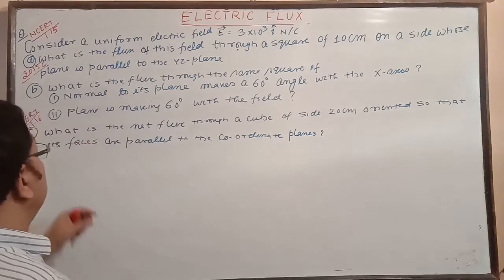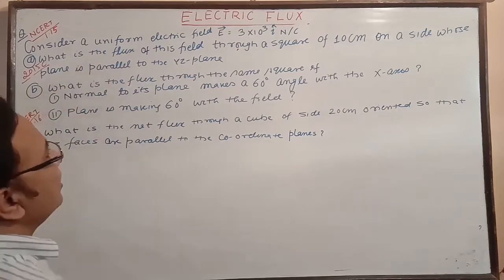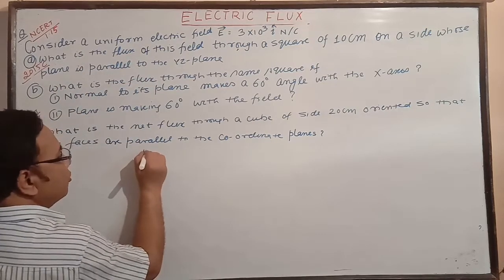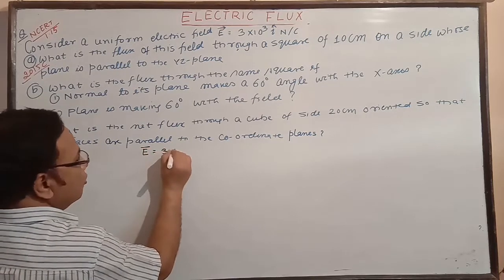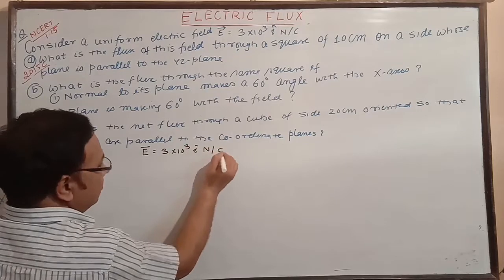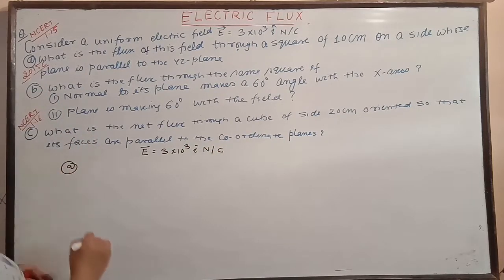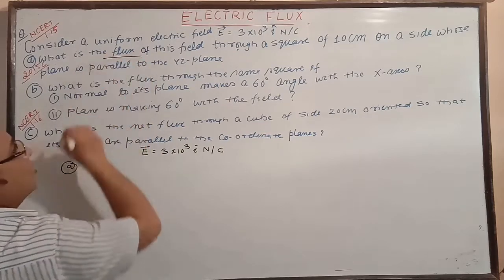We are going to see some numericals, that is NCERT 1.5, the first part from A to B, and NCERT 1.16 attached with this, so I have written them together. First part, NCERT: consider a uniform electric field. So the electric field is given to you. That electric field is 3 into 10 to the power 3 i cap Newton per coulomb. Part A of the question: what is the flux? You will find out.